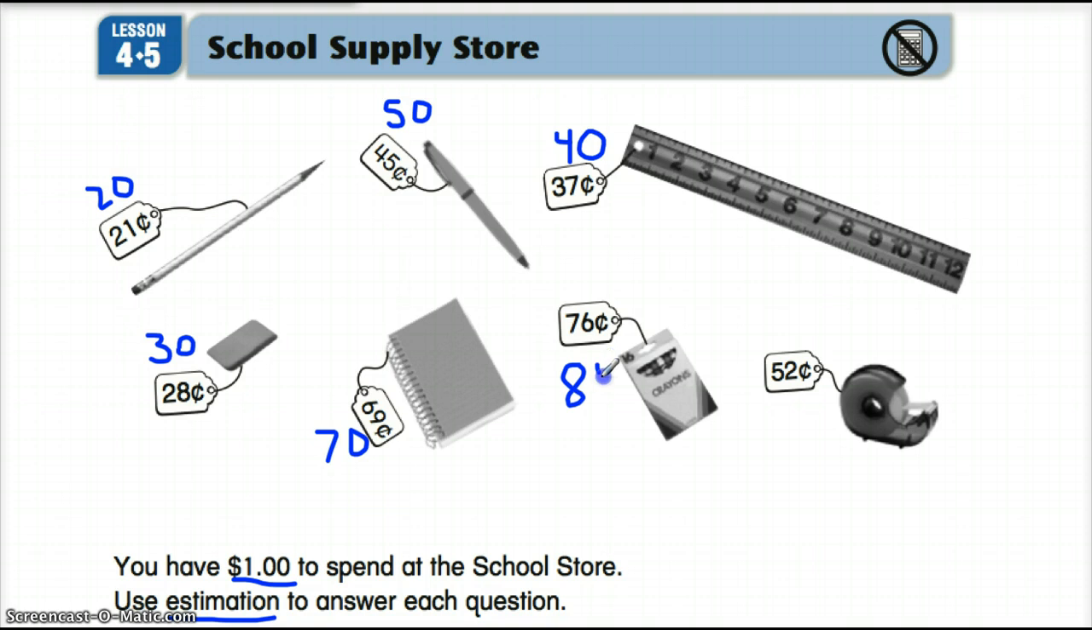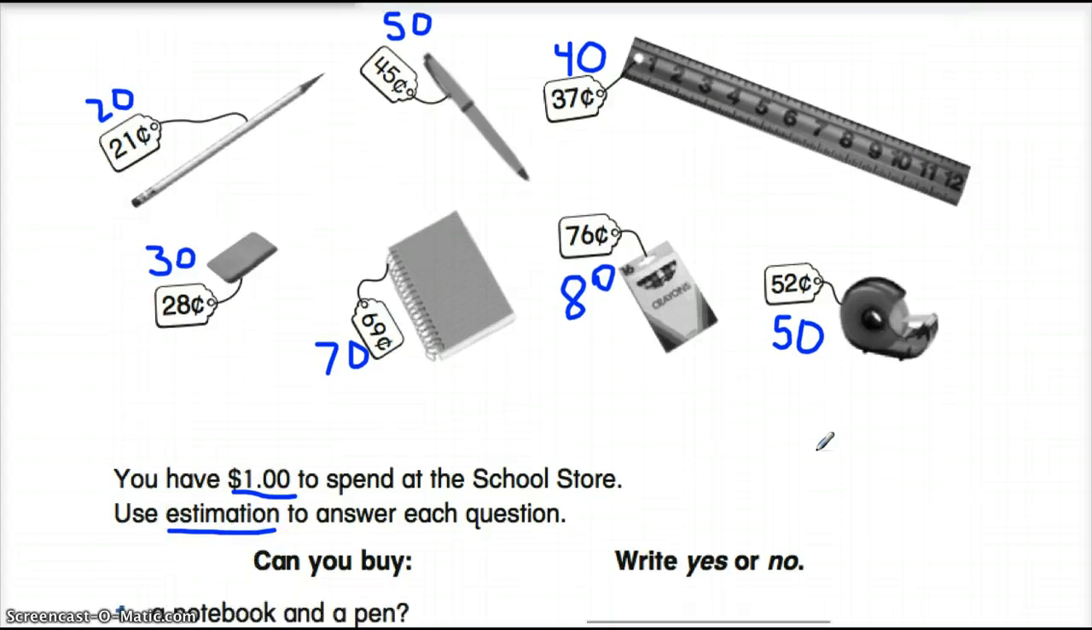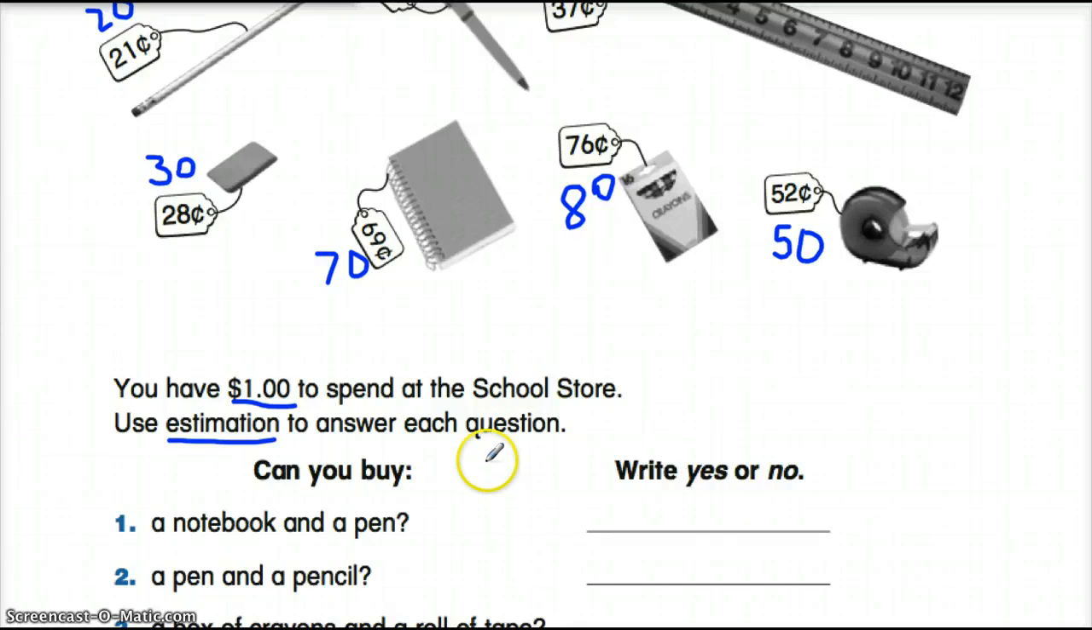Very good. And one last one here. A roll of tape, 52 cents for the tape. That's somewhere between 50 cents and 60 cents, but much closer to the 50 because it just ends with a 2. So now we have all of our estimates next to our price tags. That's very helpful because we'll look at those estimates now when we have to answer the next set of questions. All right, I'm going to scroll down just a little bit, but I'll come back.